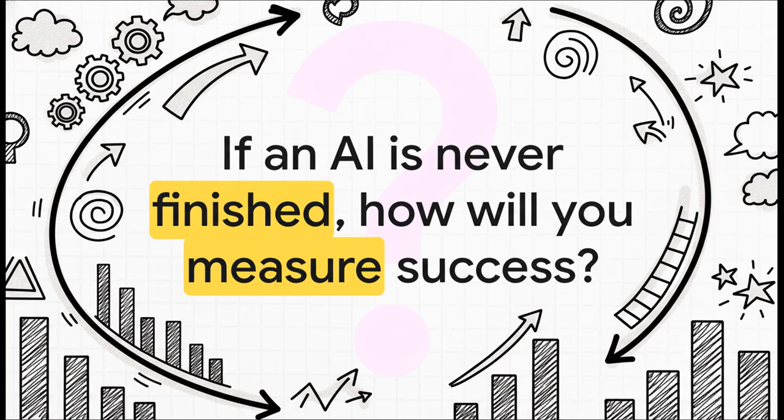So I'll leave you with this final thought. If these AI systems are never really finished, then maybe our idea of what success looks like needs to change too. It's not about crossing some finish line. It's about that constant journey of improvement. So the real question for you is, how are you going to measure that journey? What will your measure of success be?